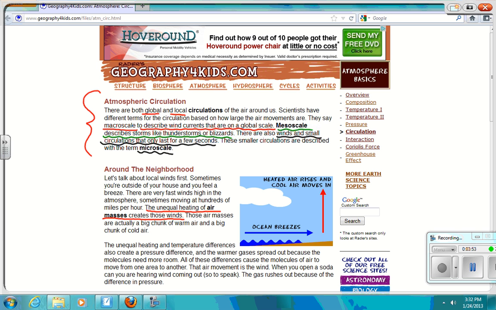That unequal heating and temperature differences also create a pressure difference, and the warmer gases spread out because the molecules need more room. So unequal heating is an important term for you to know during this unit. It explains a lot about how our climates are formed, how ocean currents move, and how our air currents move in the atmosphere.